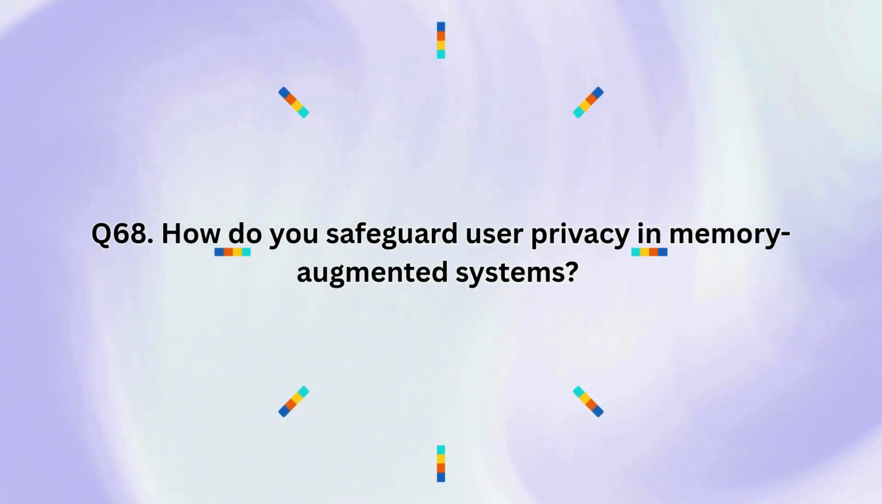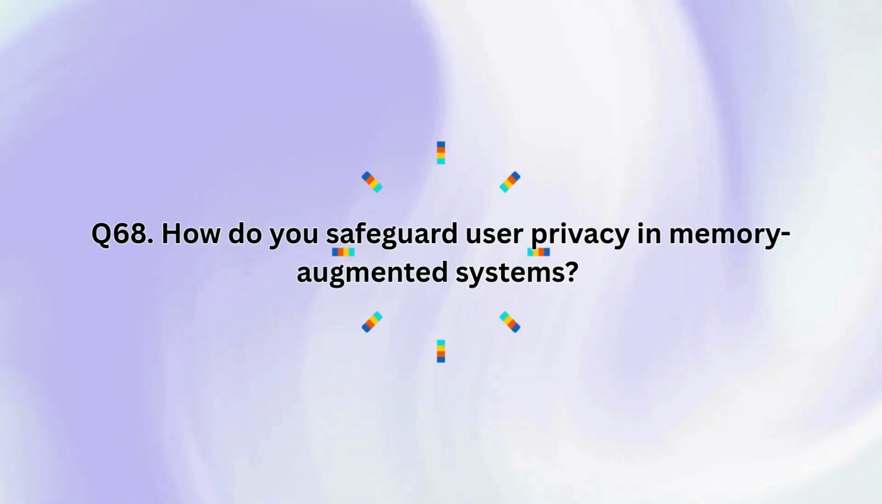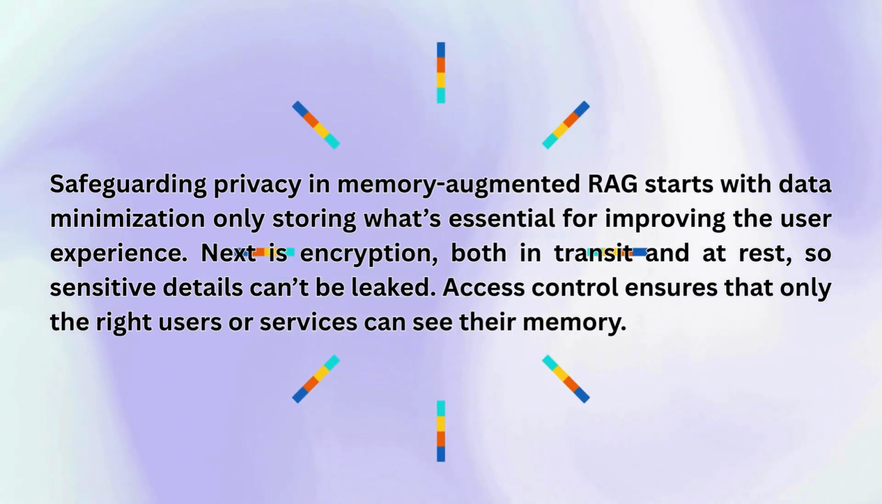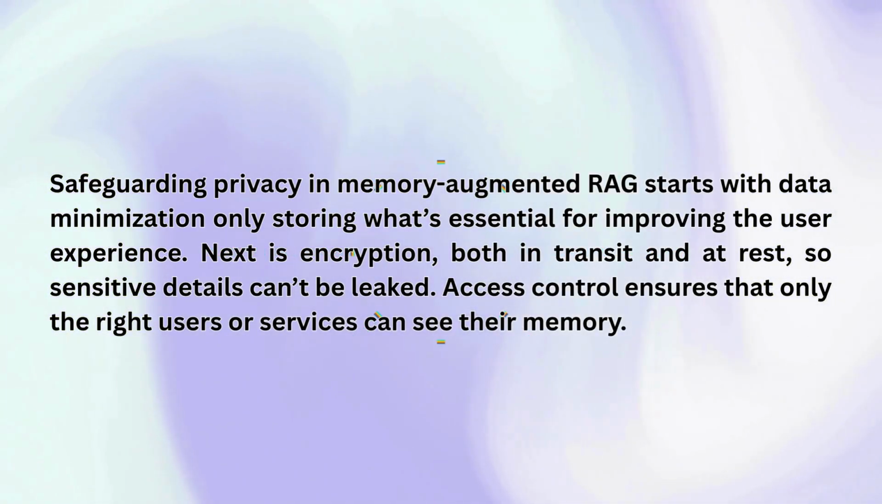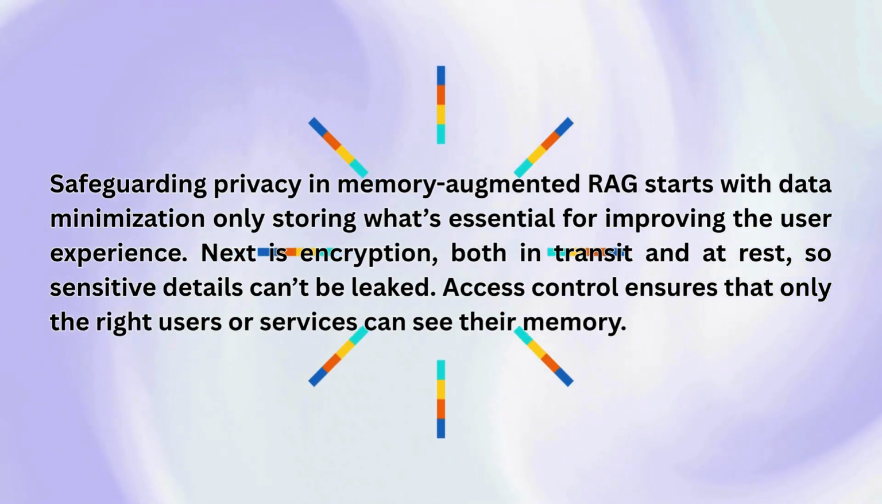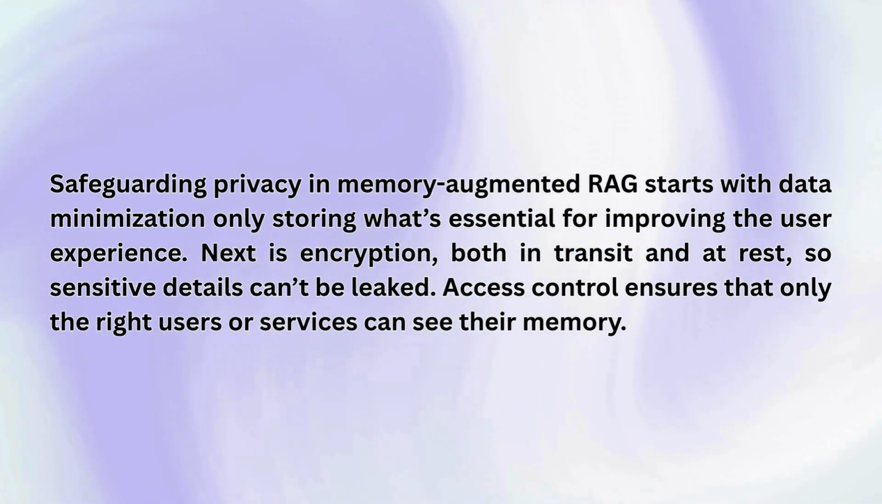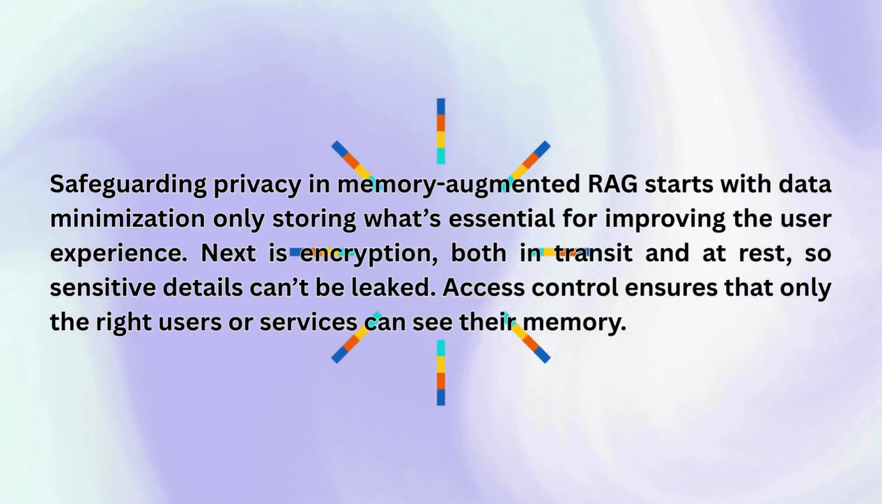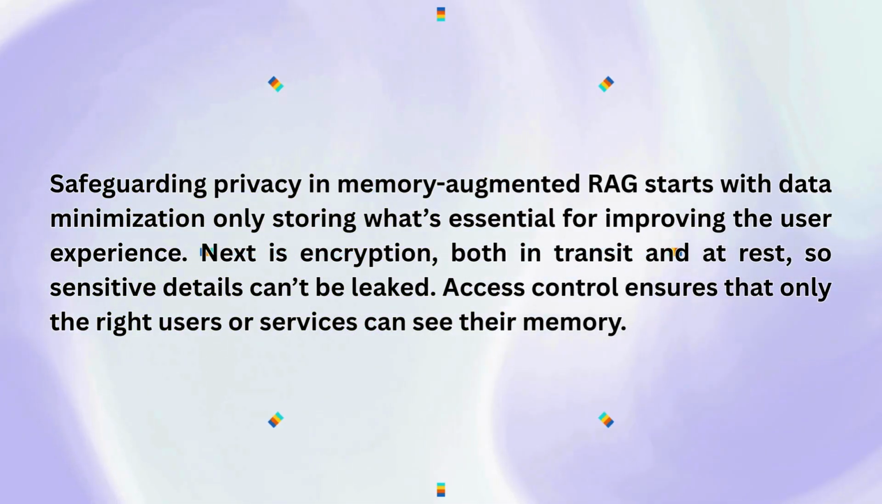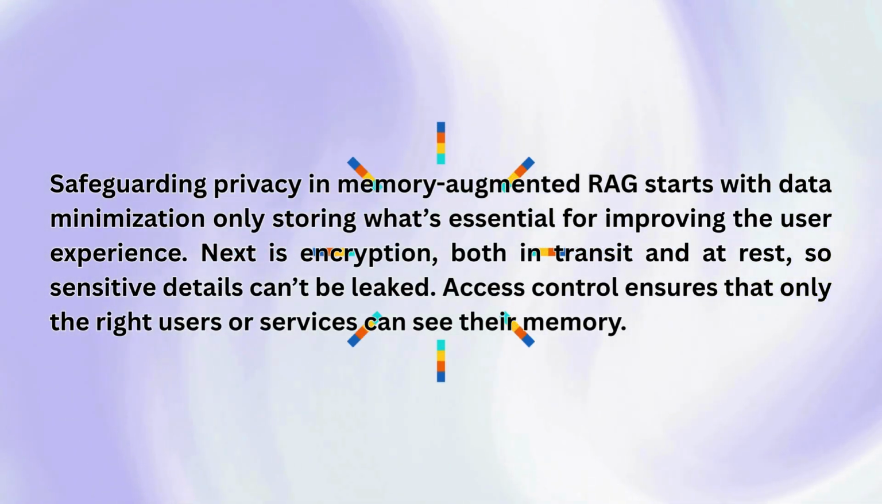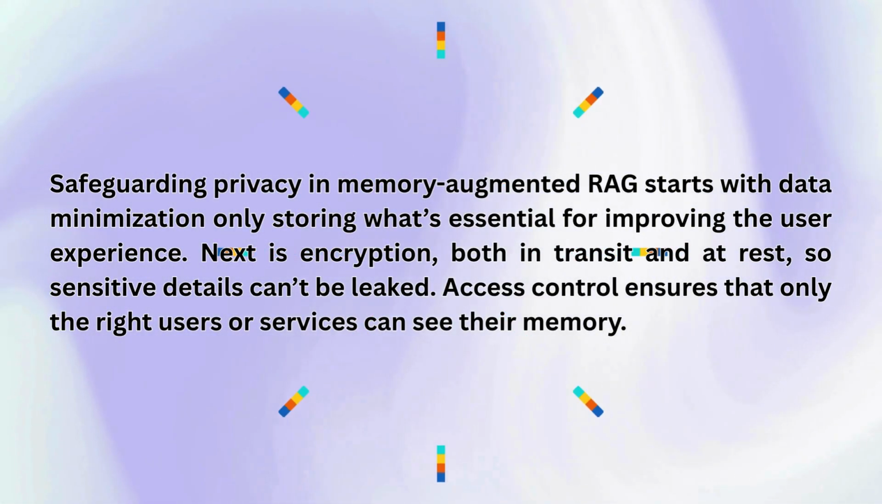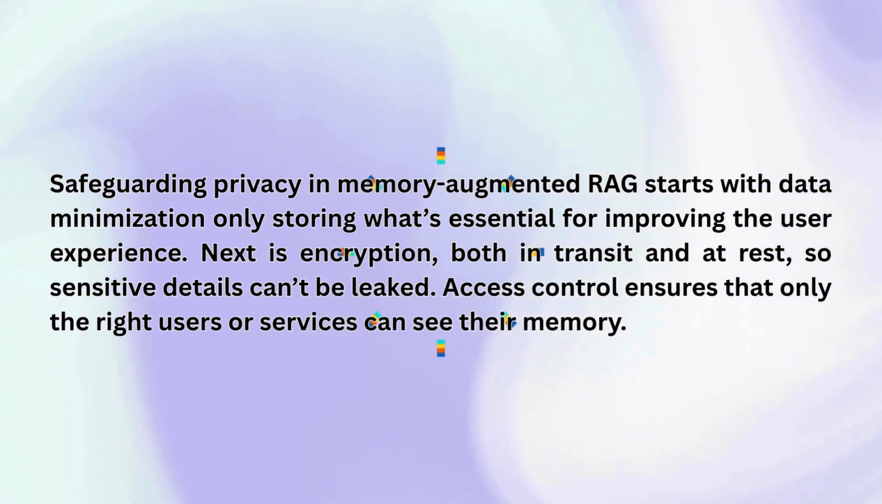How do you safeguard user privacy in memory-augmented systems? Safeguarding privacy in memory-augmented RAG starts with data minimization, only storing what's essential for improving the user experience. Next is encryption, both in transit and at rest, so sensitive details can't be leaked. Access control ensures that only the right users or services can see their memory.